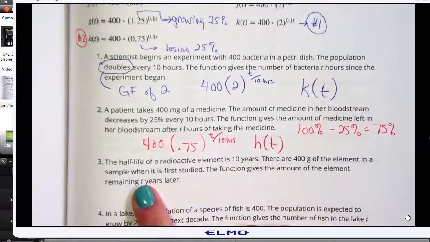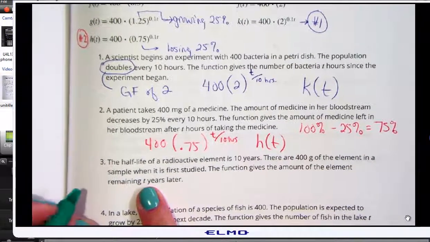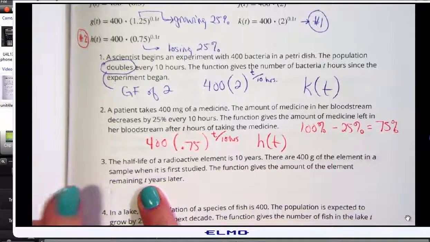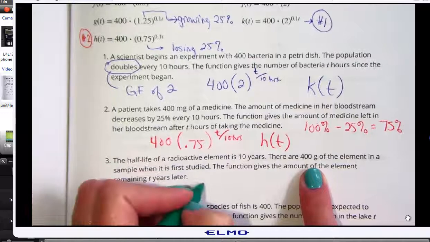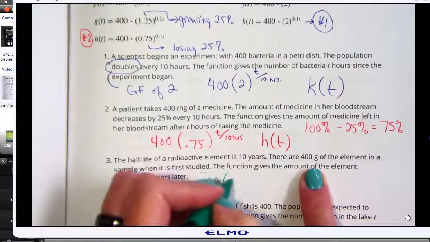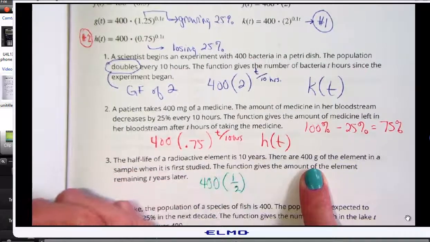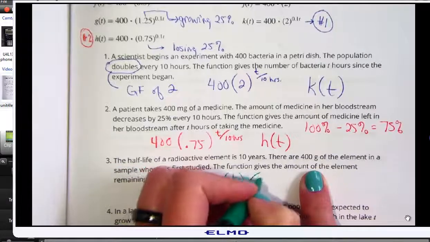Number 3 is telling us half-life. Maybe you already know what that is then. Which equation? Our half-life of a radioactive element is 10 years. We start with 400 grams of something. It cuts in half every 10 years.